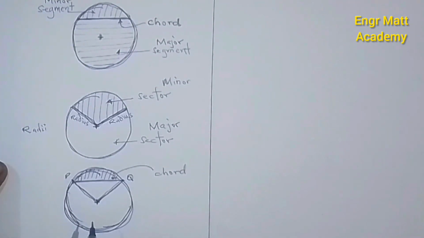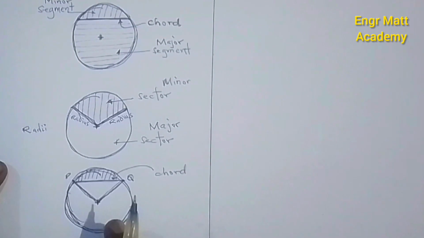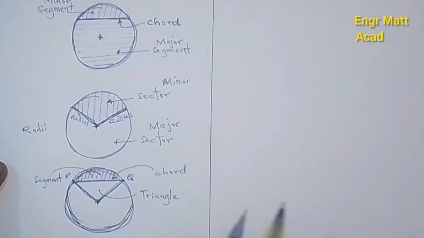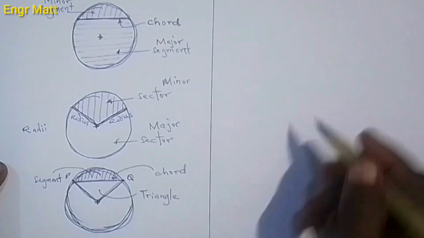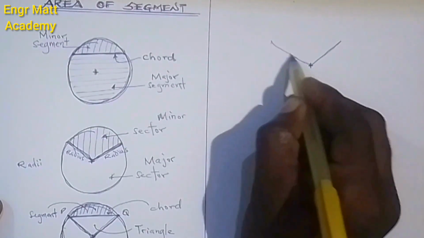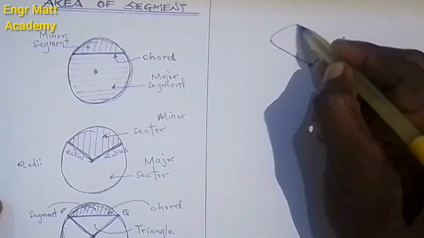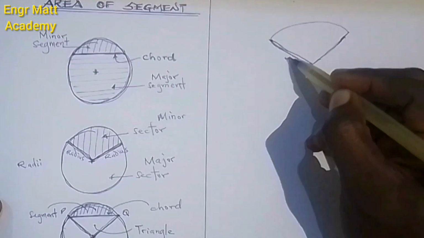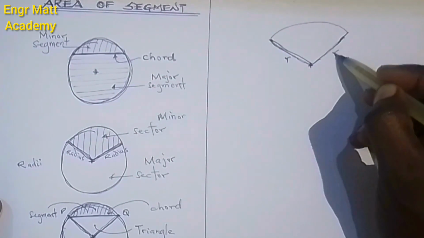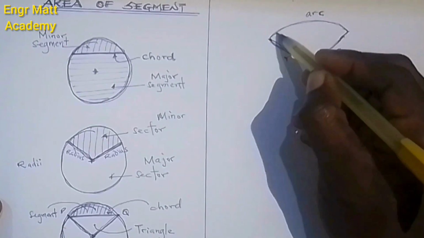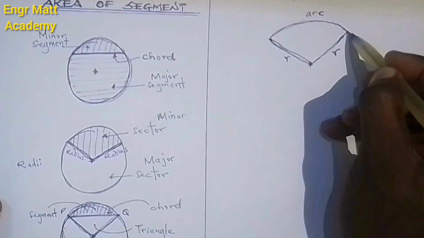What does this diagram show us? This diagram is telling us that a sector is made up of two parts, a triangle and a segment. Now let me draw the sector separately. This is one radius and this is another radius. This is the curved part. This means this is one radius, R, and this is another radius, R. And this is an arc. The arc is the curved side of the segment or sector.